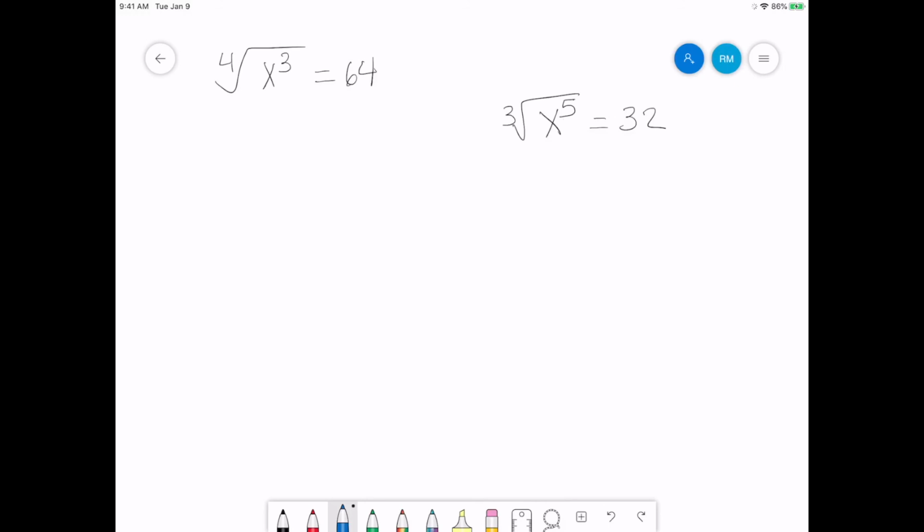Remember, the first thing we want to do is get rid of the root sign, but I have a fourth root, so that means I have to raise it to the fourth power. Whatever I do to one side, I have to do to the other. That's going to cancel out that fourth root, and I'm just left with x to the third equals 64 to the fourth. On your calculator, you're going to enter that 64 to the fourth power, and I get this really long number.